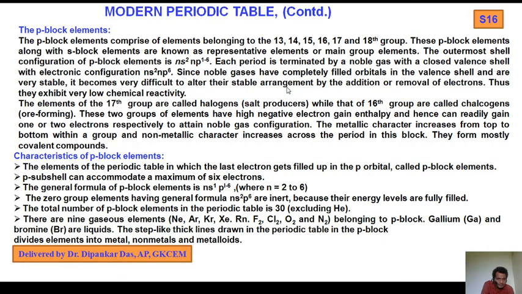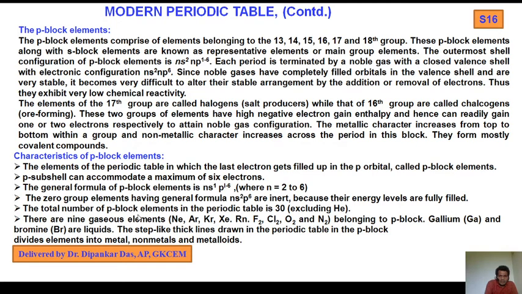Okay. So let's move on. General formula of p block elements already discussed: ns2 np1 to 6, where n equals 2 to 6. The zero group elements having general formula ns2 np6 are inert. Which is the zero group? Zero group is group 18, that is inert gas elements. So group 18 is called zero group because their energy levels are fully filled, they are very much stable.